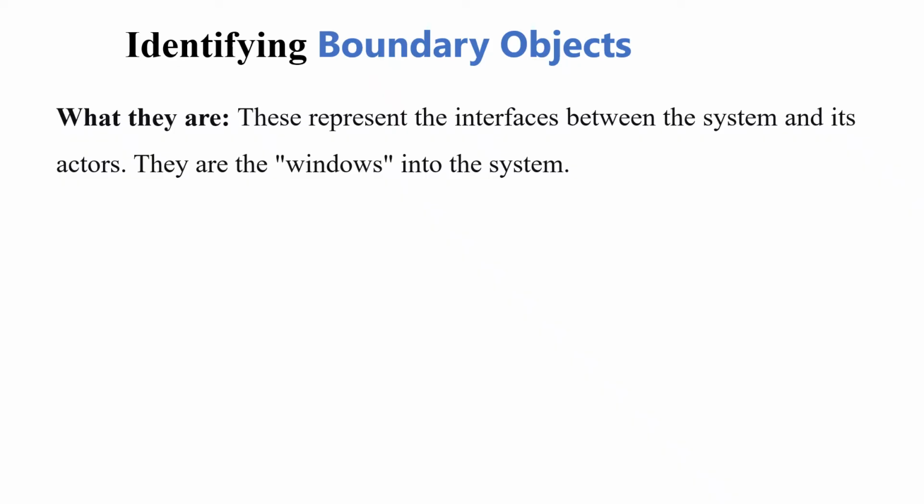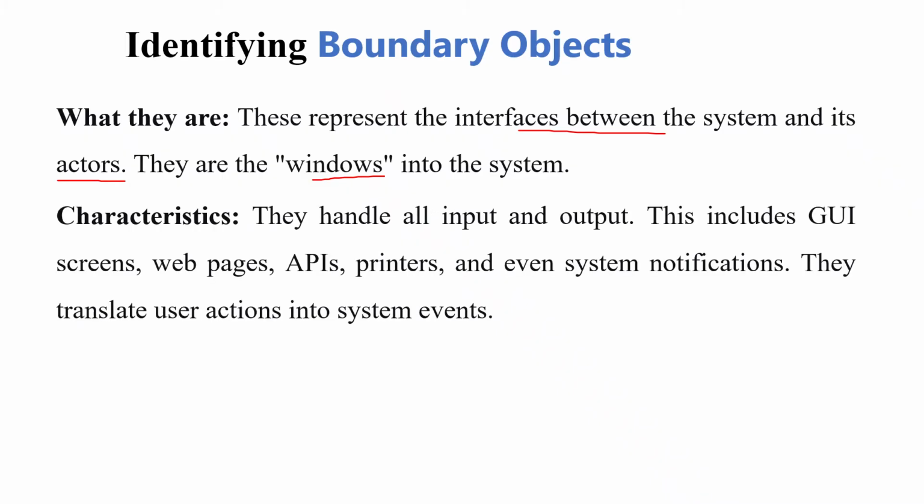So let's move on to the identification of the boundary object. The boundary object should represent an interface between the system and the actor. We have already covered in the UML use case what we mean by the system and the actor. It acts as a window into the system. Again, based on the characteristics of the object that may belong to the boundary object, it should handle all the input and output of the system. That is, through the GUI or any web pages we can interact by giving input and seeing the response we get from the website.